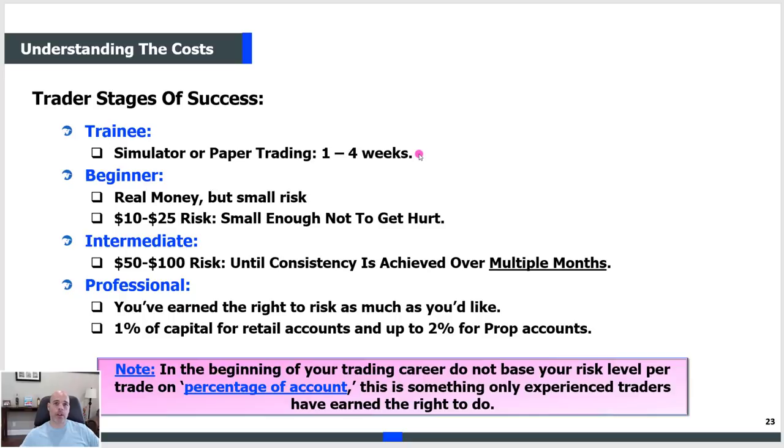The purpose of paper trading is to learn your platform, learn the buttons, learn how you take a buy setup, how you take a stop market order, how you use a stop limit order, how do you use limit orders, how do you set a bracket order, an OSO, an OCO. That's what that month is all about. Then, with real money but small risk, you trade a live account, $10 to $25, small enough not to get hurt. This is what I call the beginner stage.